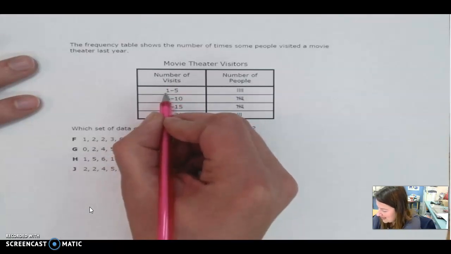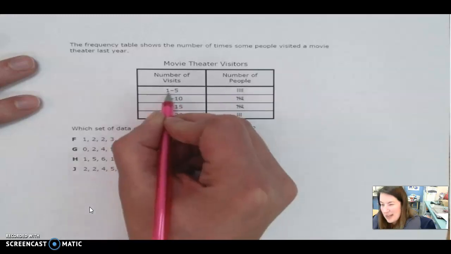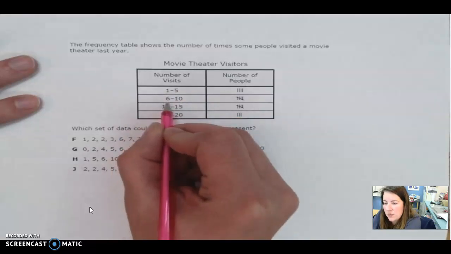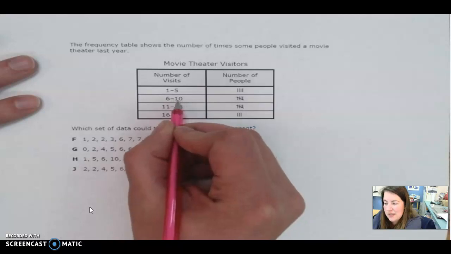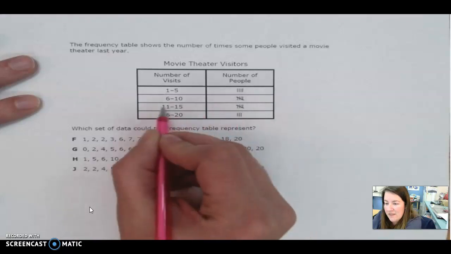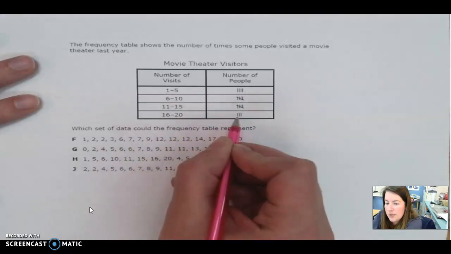Number of visits, this is anywhere from 1 to 5. There should be 4 numbers that are in that range from 1 to 5. Then this one's 6 to 10. There should be 5 numbers in that range from 6 to 10. Then 11 to 15, there should be 5 numbers in that range. And then 16 to 20, there should be 3 numbers.